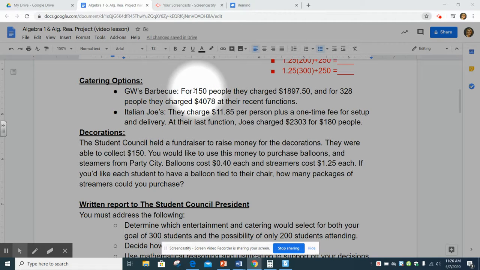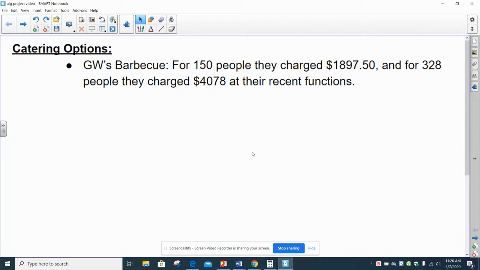For 150 people, they charge $1,897.50. And for 328 people, they charge $4,078. So basically, we don't actually know what equation they use to calculate their cost. So what we're going to do is I'm going to switch screens real quick, and we're going to look at this as a table, okay?